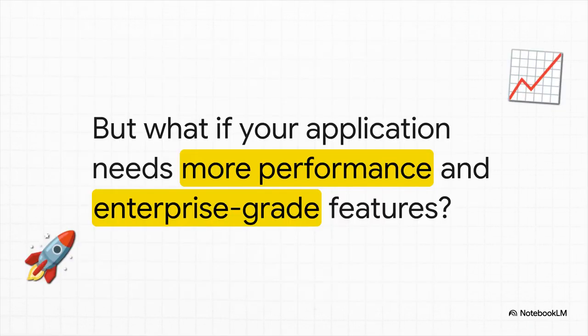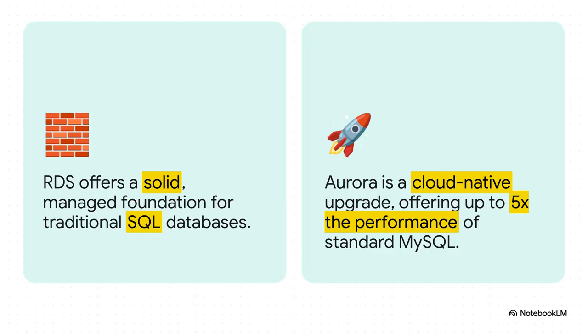So RDS is solid. It's super reliable. But what happens when your app starts to take off? You've got more users, more transactions, and you start needing some serious enterprise-level performance, but maybe without that scary enterprise-level price tag. And that's exactly where Amazon Aurora enters the picture.